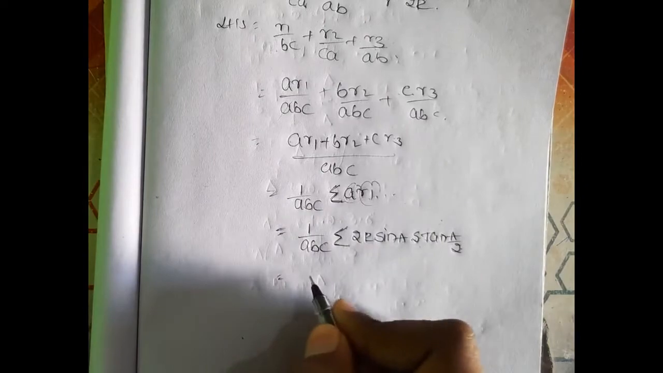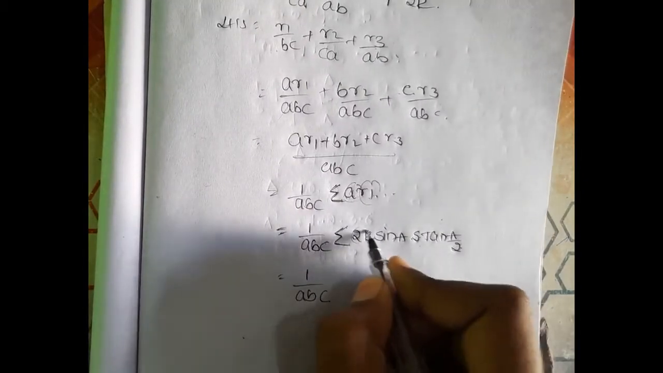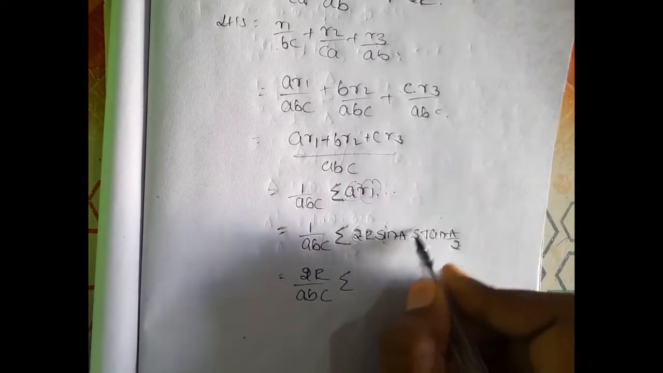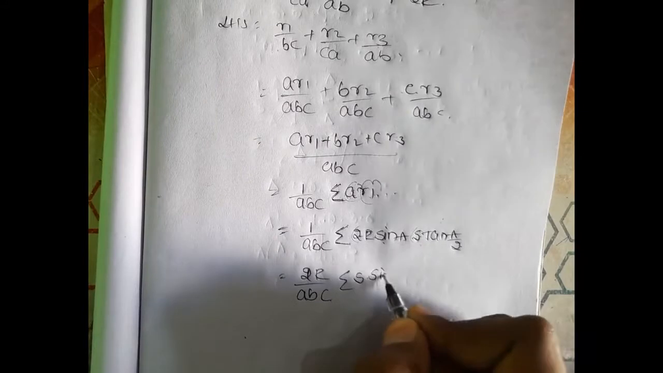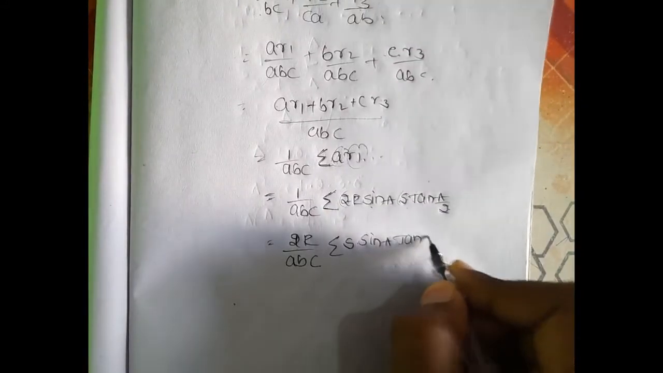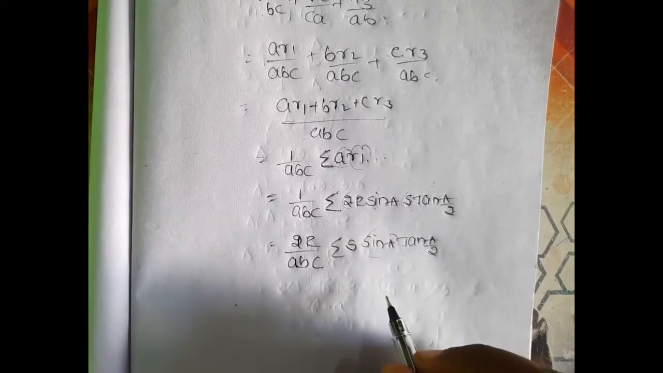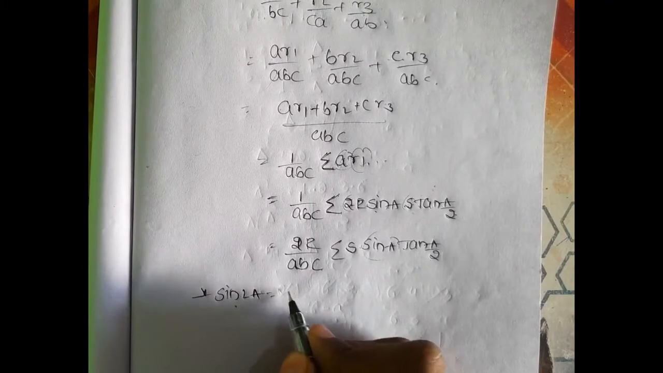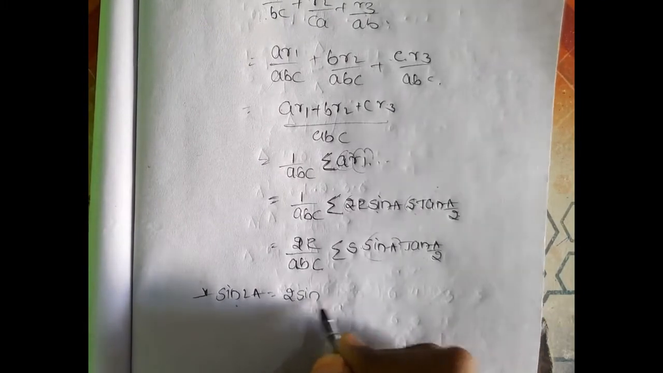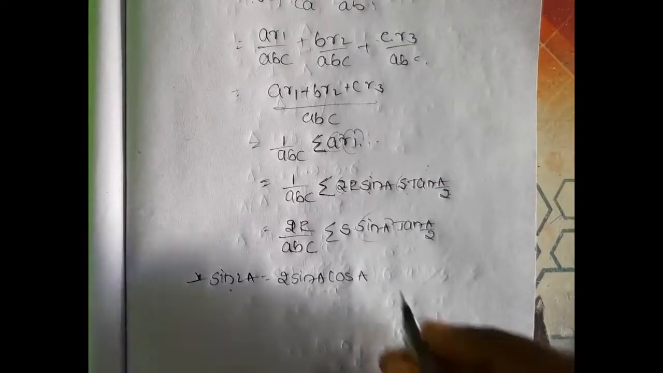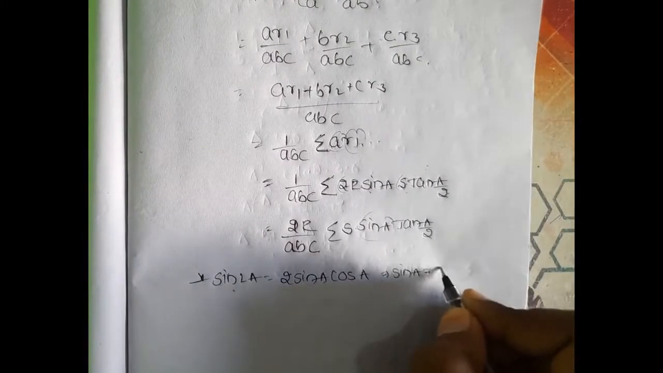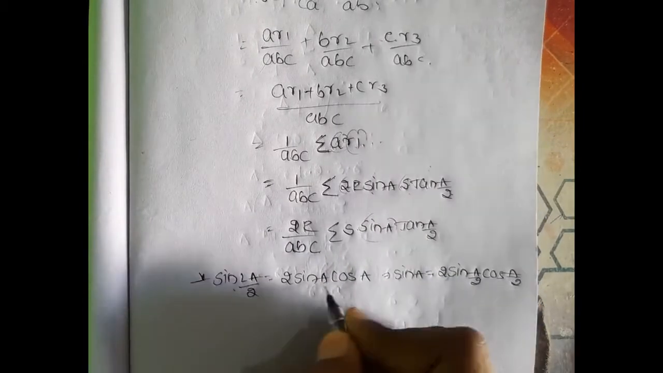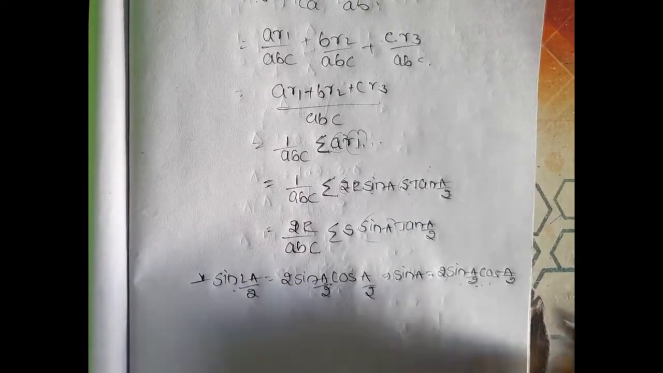Okay. Now 1 by ABC. 2R can be taken out of the sigma. 2R, now sin A, writing s in the front: s sin A tan A by 2. So you know the formula of sin 2A. In the previous video also we did problems related to sin 2A transformations. So what is the formula of sin 2A? 2 sin A cos A, right? Now what is the formula of sin A? 2 sin A by 2 cos A by 2, just dividing the angle by 2.